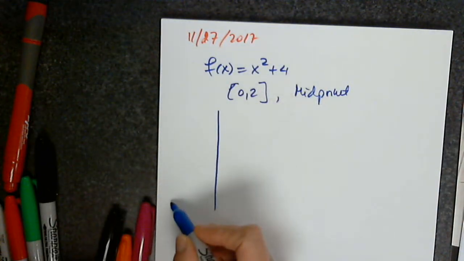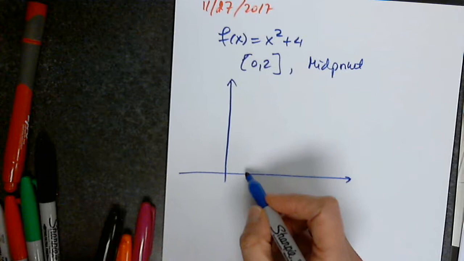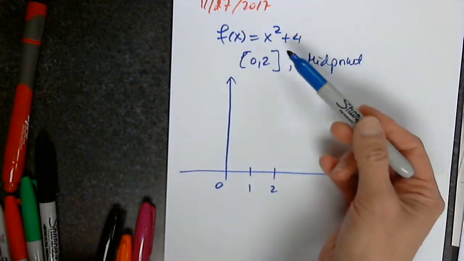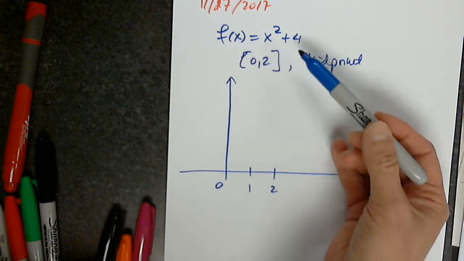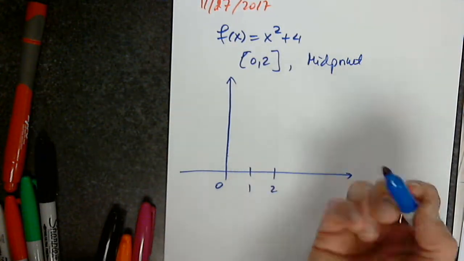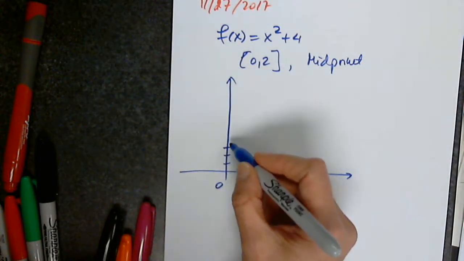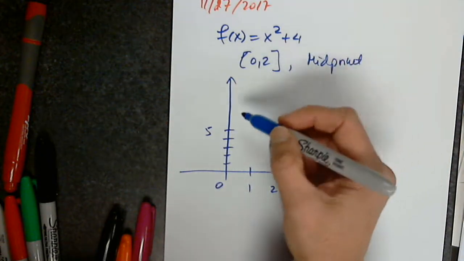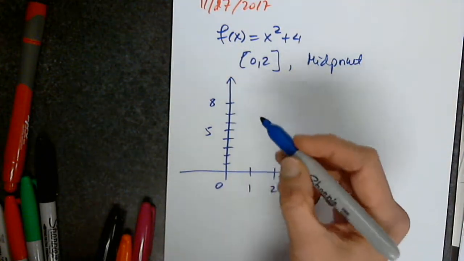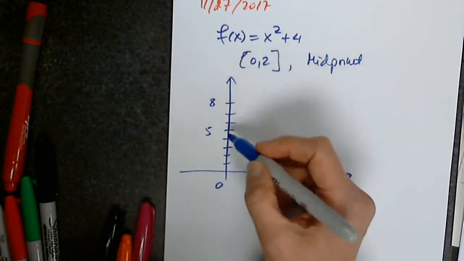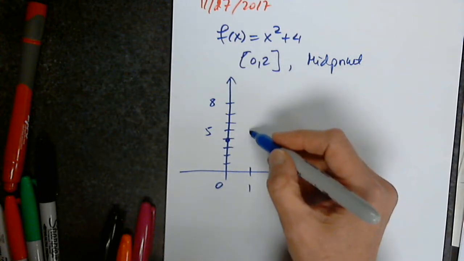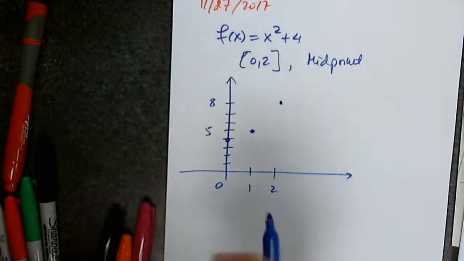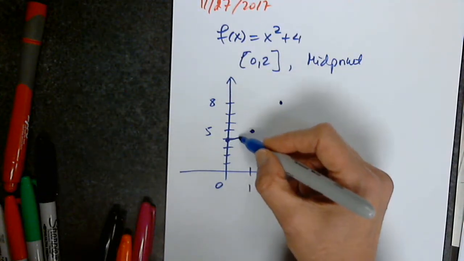So when I graph this function, this is 1 and this is 2. For x squared plus 4, at 1, 1 plus 4 is 5. Again, I didn't plan ahead, of course. 1, 2, 3, 4, 5. And then at 2, 4 plus 4 is 8. 6, 7, 8. That's not too bad. So at 0 it is 4, at 1 it is 5, and at 2 it is 8. So this is the graph.